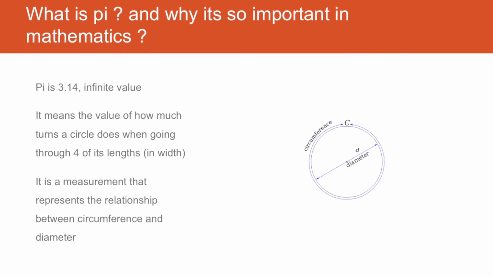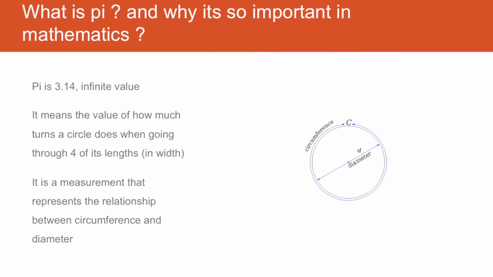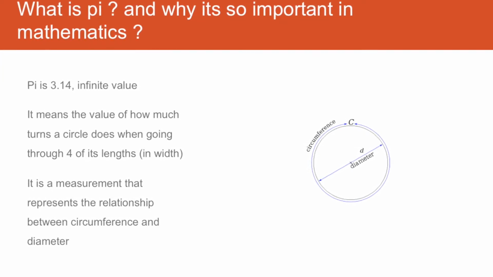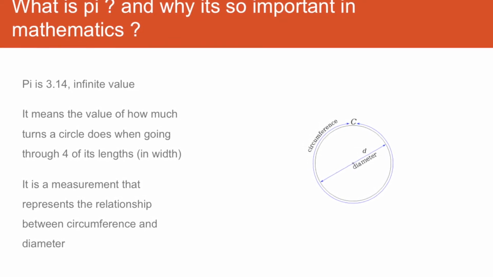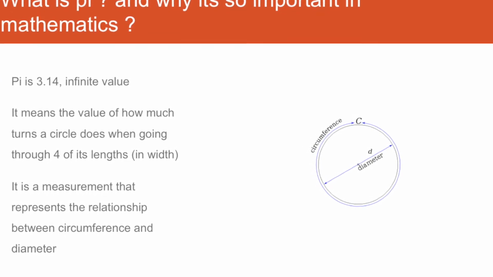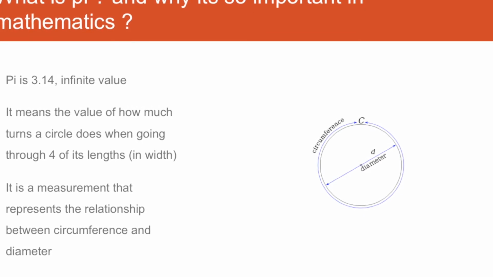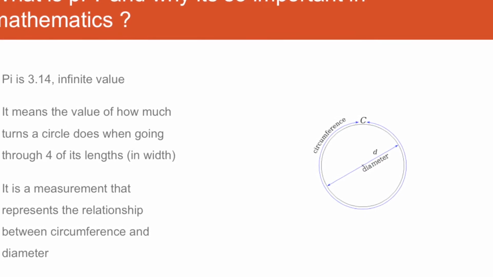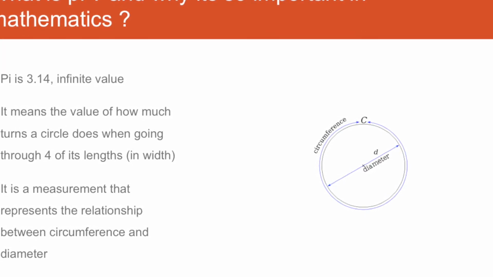What is pi and why is it so important? Well, pi as a number is 3.14 and it has an infinite value. This means the value of how many turns a circle makes when going through 4 times its length. It is a measurement that represents the relationship between the circumference and the diameter.